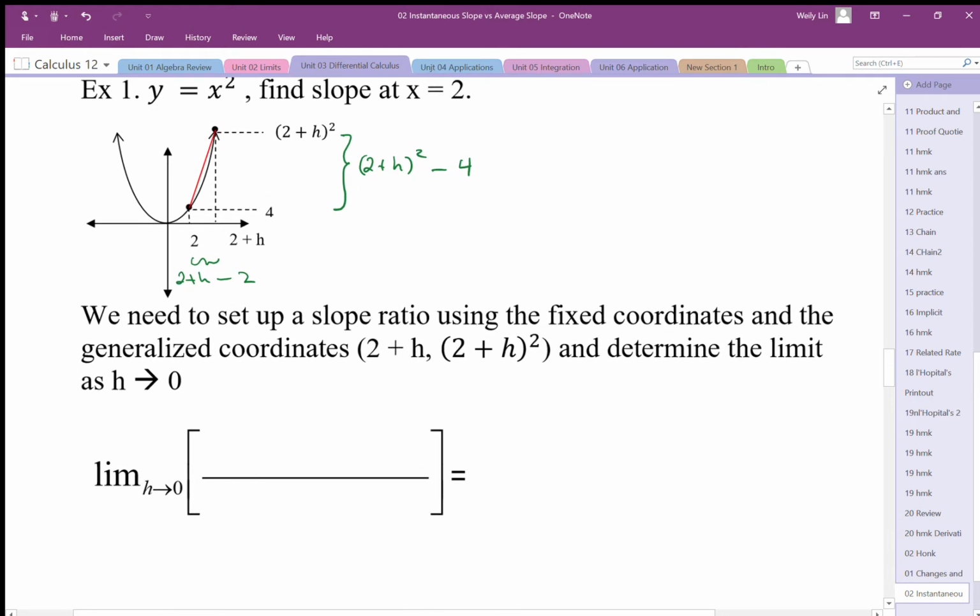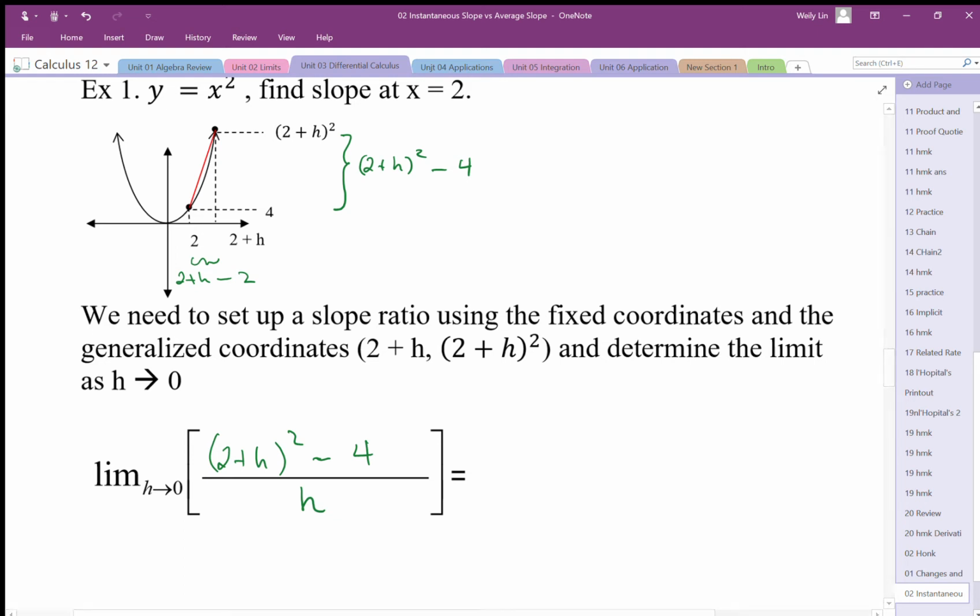So it looks like this. We have (2 plus h) squared minus 4 as my rise, and my run I'm just going to simplify to h. This is my slope ratio, and we're going to let h go to 0. I'm going to do a limit on this. When I make h equal to 0, I get 4 minus 4 over 0, which is 0 over 0. Okay, so I can't do that.